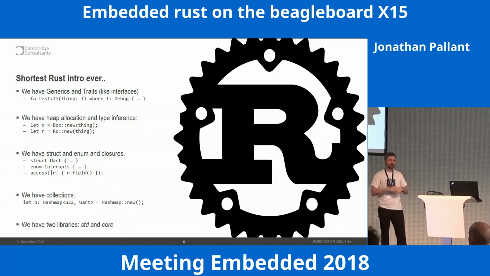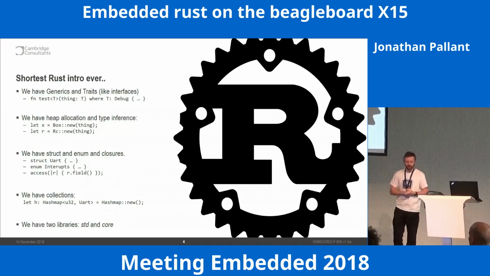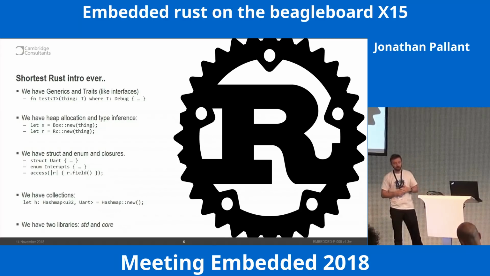So we've got generics, we've got traits. Traits are a bit like an abstract base class or an interface. You can say I take some type T, where T meets some constraints. We can heap allocate, we can do reference counting if we want to. Typically, objects are stack allocated, and we use, I guess, something like a C++ move to move things around. We've got structs and enums, and we can do all those things.